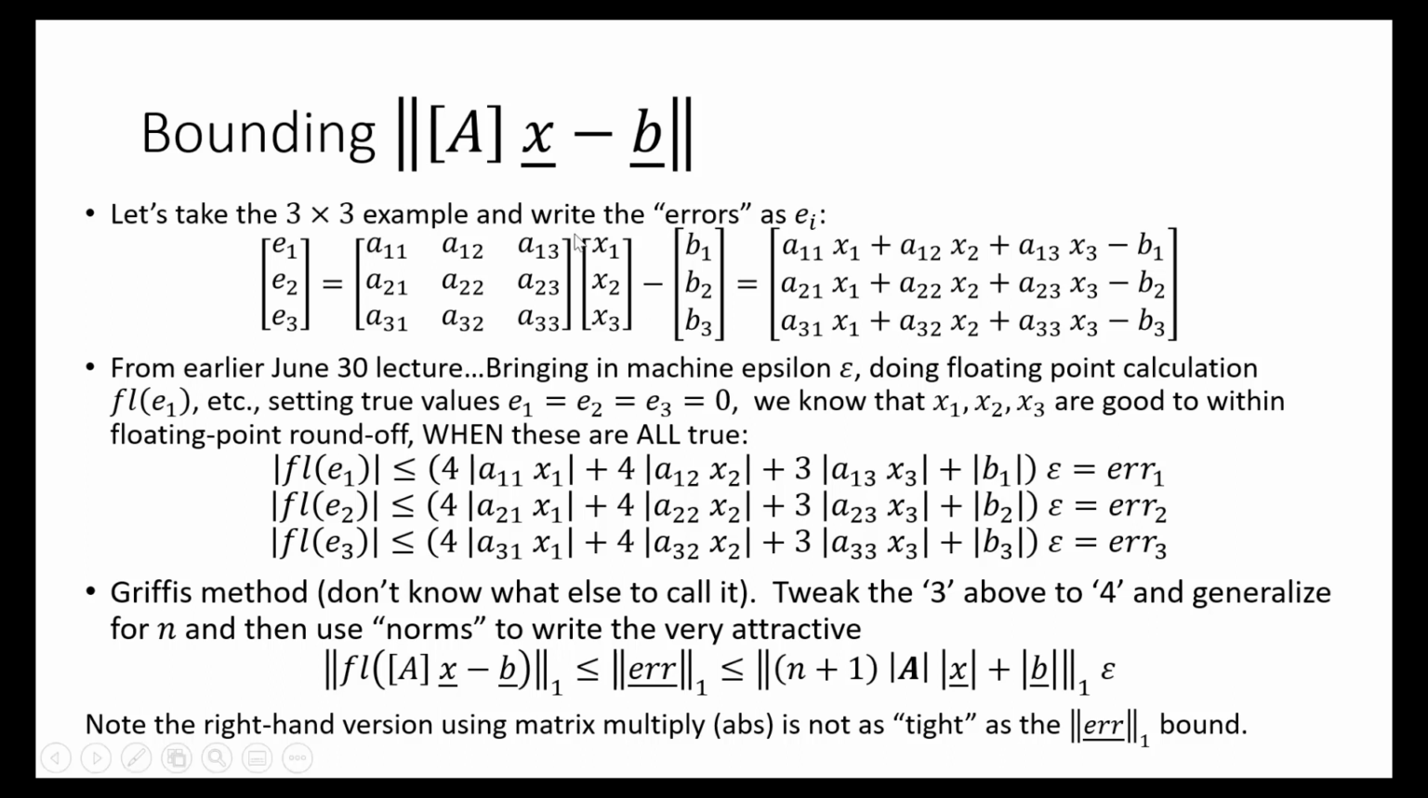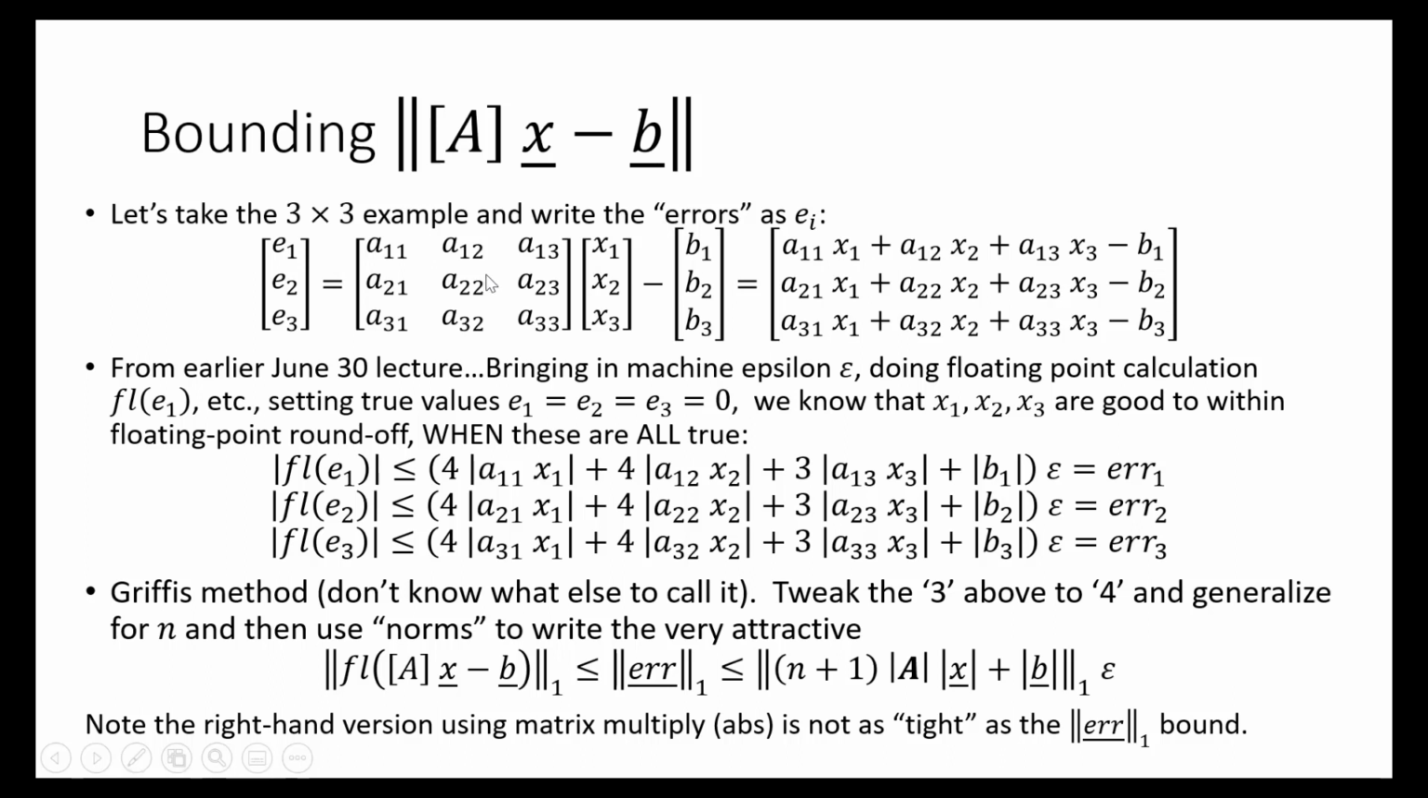So let's take our very comfortable 3 by 3 example and write the errors as e sub i. If you take your A matrix and your x column and your b column, and you do the A times x and you subtract off the b, when you do that, you get a very easily recognized result, and we can call each of these rows E1, E2, and E3.